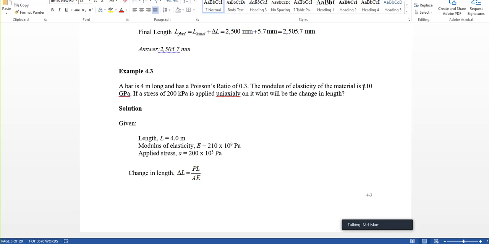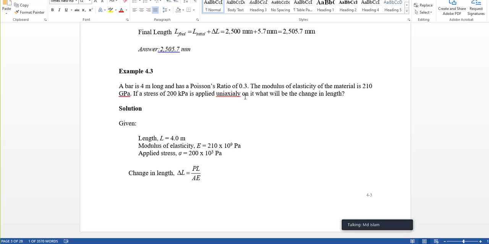Modulus of elasticity is 210 again. Stress is given as 200 kilopascal. Is it kilo? It is giga. So you have to be consistent. Times 1000 is Pascal, times 10 to the power 9 will be Pascal. If this stress is applied, what will be the change in length?